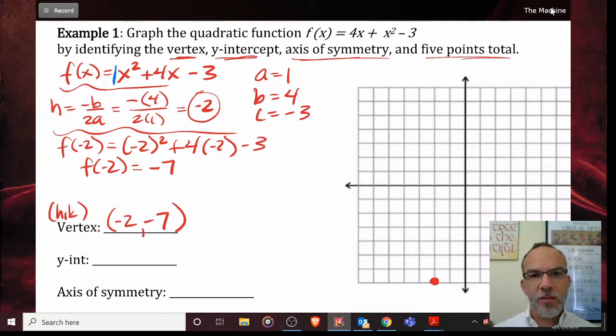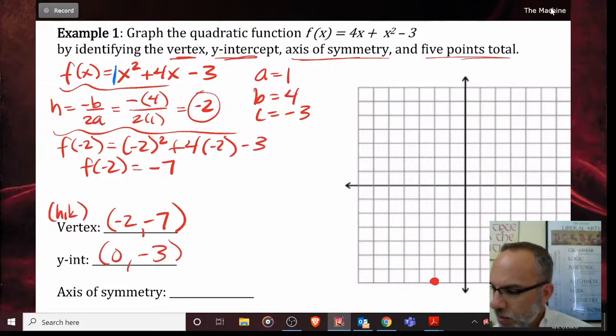Well, remember I said the y-intercept is just the c value. So the c value here, when I have it in standard form, is going to be negative 3, because that's what I get when I put 0 in for x. X would be 0. What's the y value? Negative 3. So 0, 1, 2, 3 right here. I got that. So now I've got 2 points.